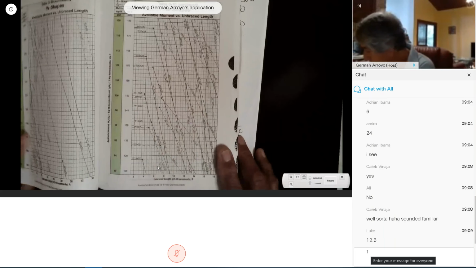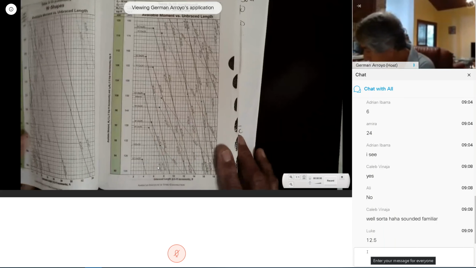I want to point out C sub B equal to 1. We have C sub B equal to 1. Now you go into this page with the value of unbraced length 24 and you look for 192. So you go with 24 and you go to 192, and you have this point. So 24 and 192, this point.